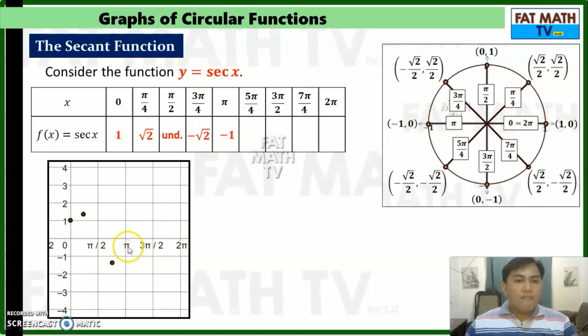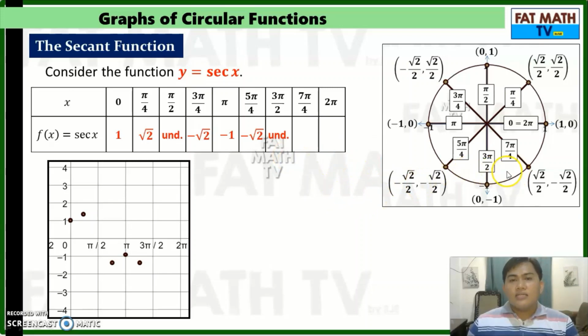So (pi, negative 1) is here. And then 5 pi over 4, so 1 over x. So 1 over this is negative square root of 2, or that is negative 1.4. So it's here. And then if x is 3 pi over 2, so 1 over 0 is undefined. So 3 pi over 2 is not in the domain of y equals secant x.